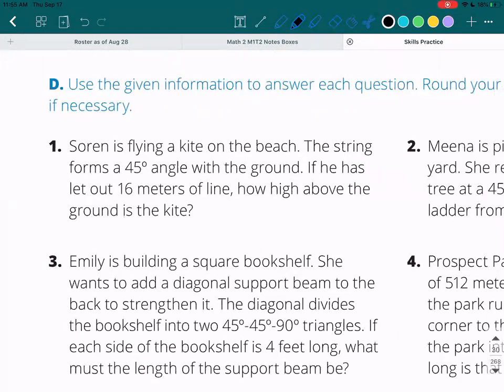Okay, so number 1, Soren is flying a kite on the beach. The string forms a 45-degree angle with the ground. If he has let out 16 meters of line, how far above the ground is the kite?